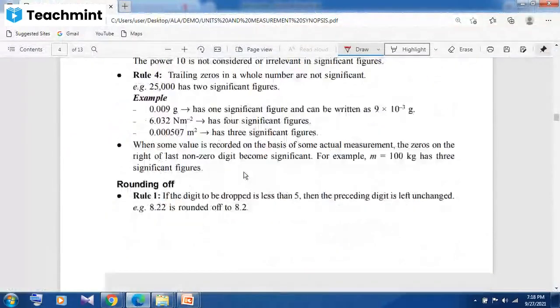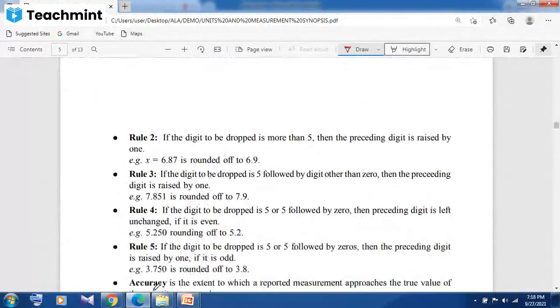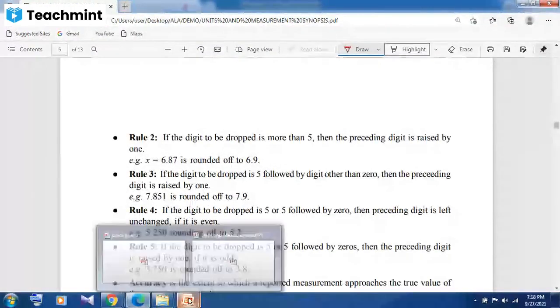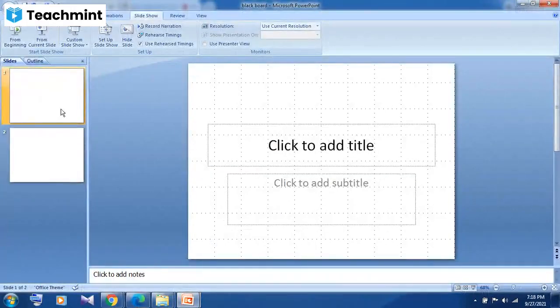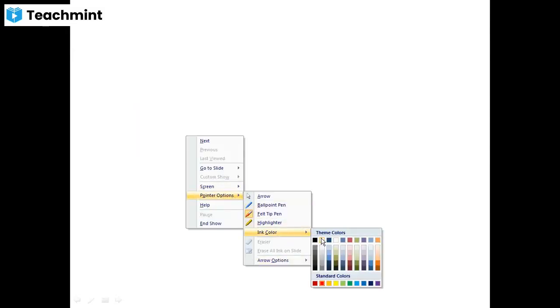Okay, students. Now let us go for rounding off. For rounding off, I will go for blackboard presentation. So that is better. Write down the next side heading: rounding off.